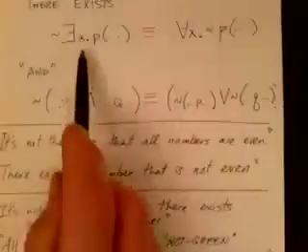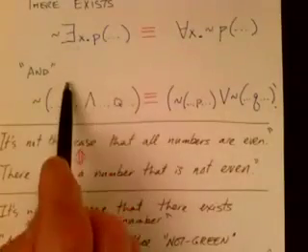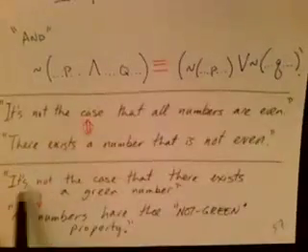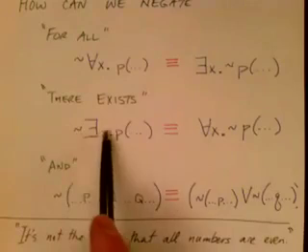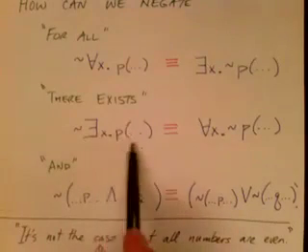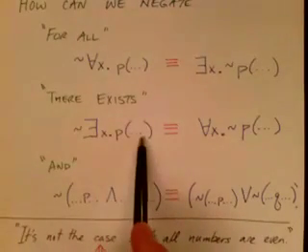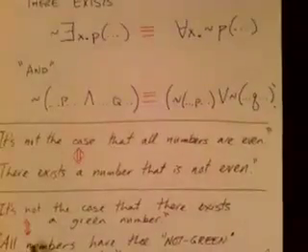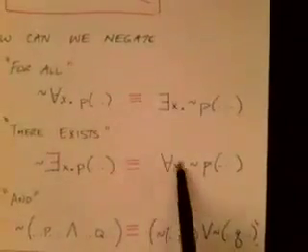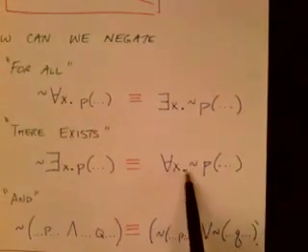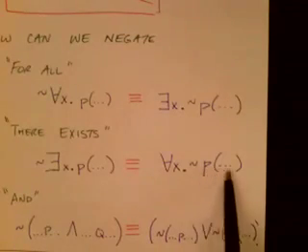Now let's look at this one here. My example is, it's not the case that there exists a green number. It's not the case that there exists a number that has the property of being green. And that's equivalent to saying all numbers have the not green property. For all x, it's true that not green applies to them.